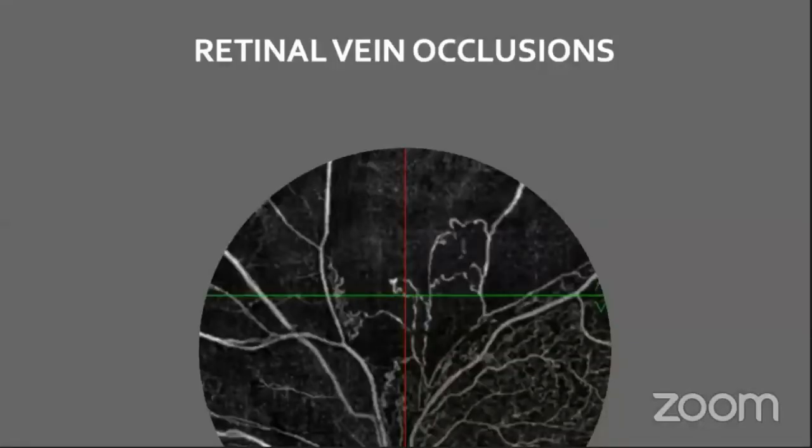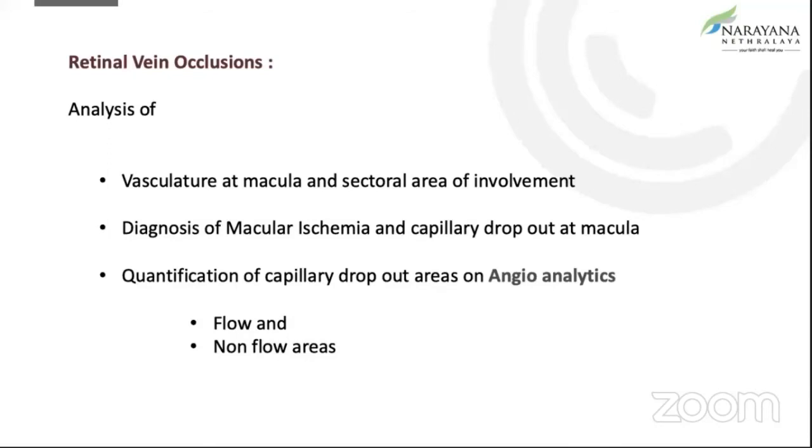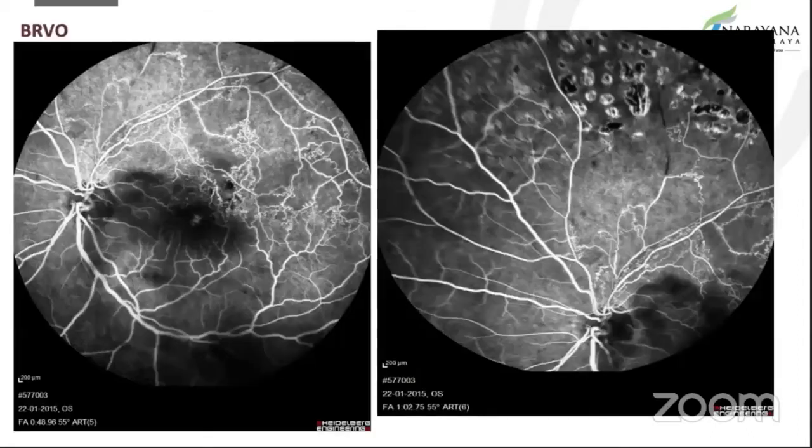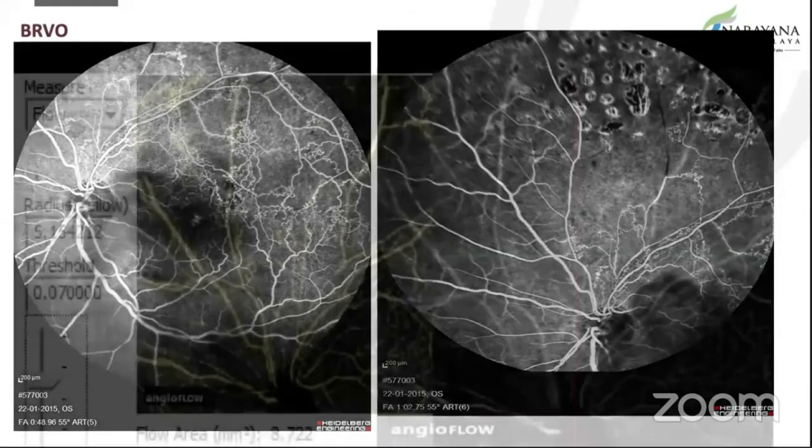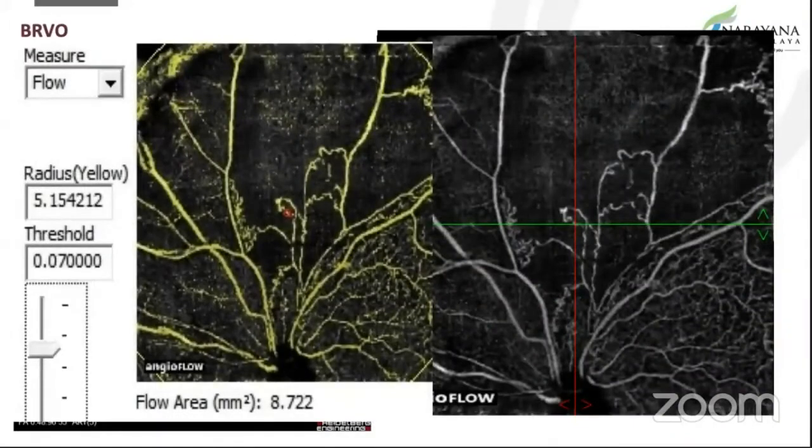Now going over to the retinal vein occlusions, it helps us in assessing the vasculature at the macula and also delineating the sectoral involvement. Diagnosis of macular ischemia, which is very common in these patients, is quite easy. Capillary dropout also, we can quantify using the analytical tool into flow and non-flow areas. So this is a patient where you can see the area of non-perfusion on the dye-based angiography, and subsequently laser was done. And if you compare it with the OCTA, you can see how well the non-perfusion area is delineated in a non-invasive fashion.